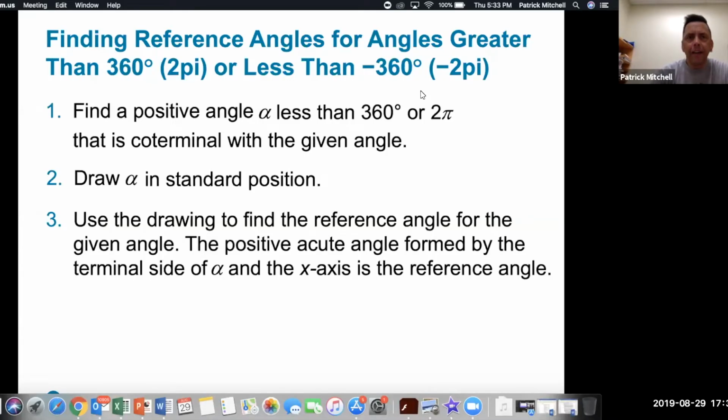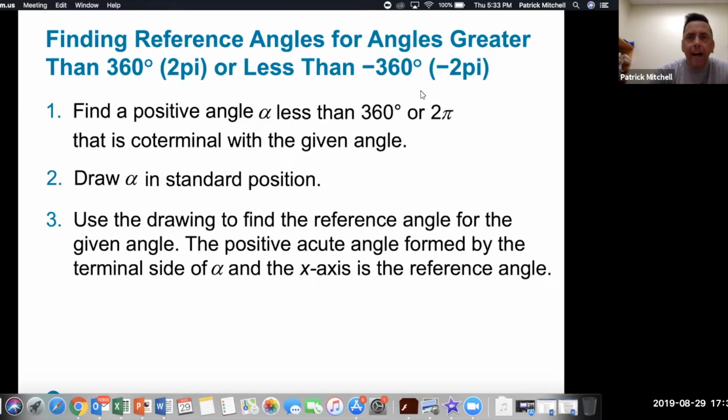All right, little change of scenery. We didn't finish this section in class the other day, and now we're headed into a long holiday weekend, so I don't want to make people wait. So finishing up 4-4, the next topic is finding reference angles.